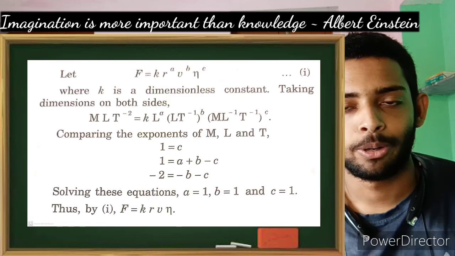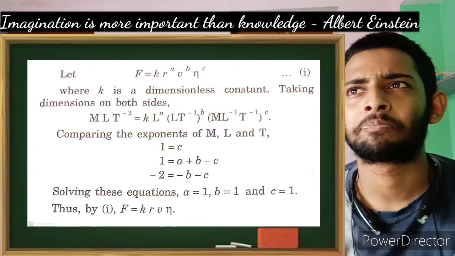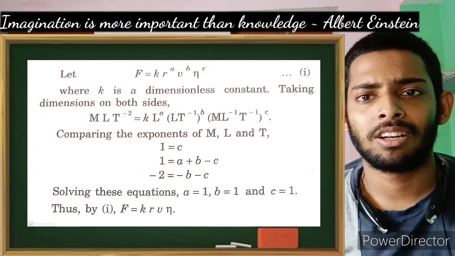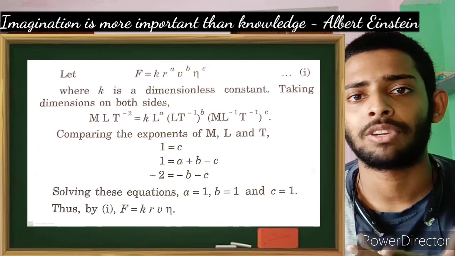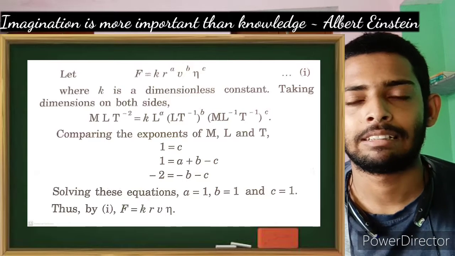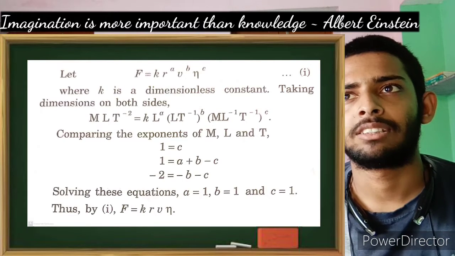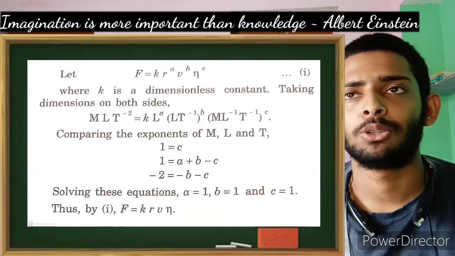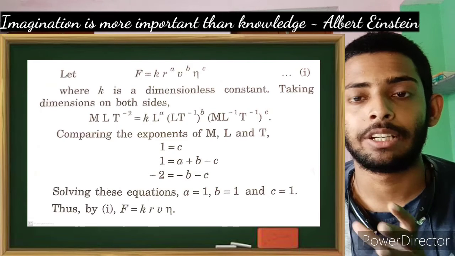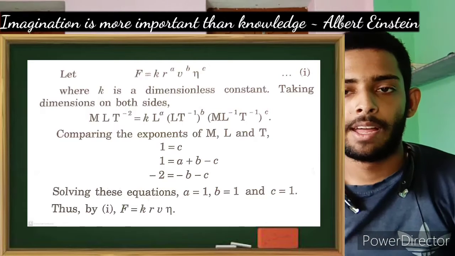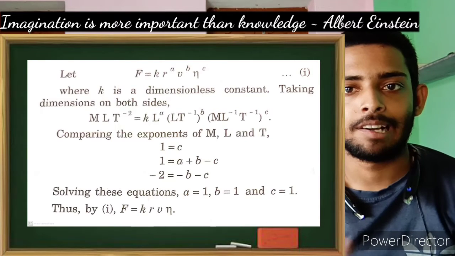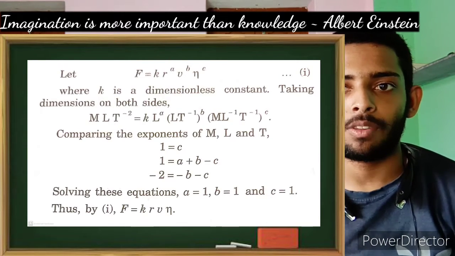Okay, we got the three factors on which the force might depend. The first is the radius. The second is the velocity. And the third and last is eta, which is the coefficient of viscosity.